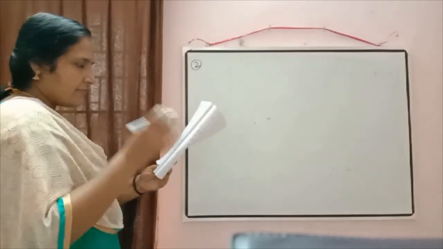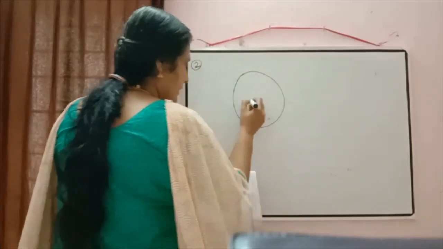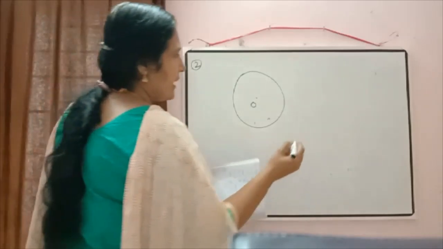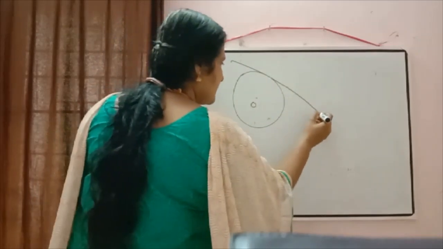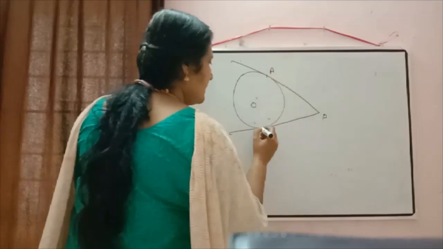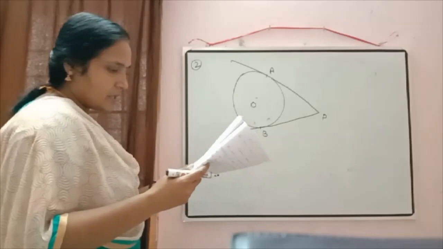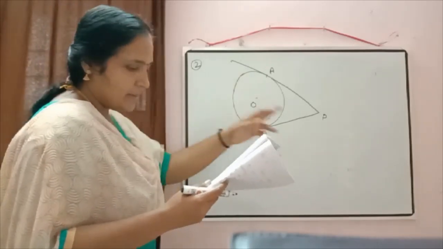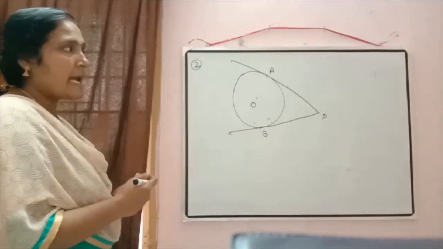O is the center of a circle. PA and PB are two tangents. So we will draw two tangents from the external point P. PA and PB are two tangents to the circle. We have to prove the quadrilateral AOBP is cyclic. We have to prove the quadrilateral is a cyclic quadrilateral.